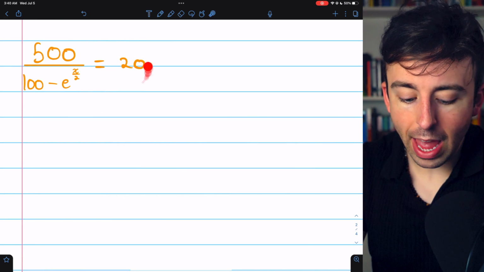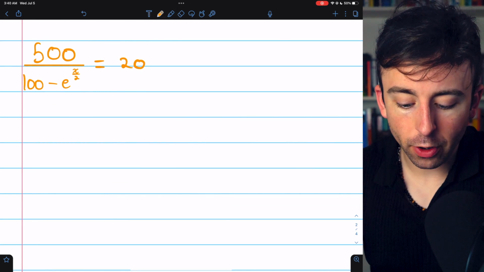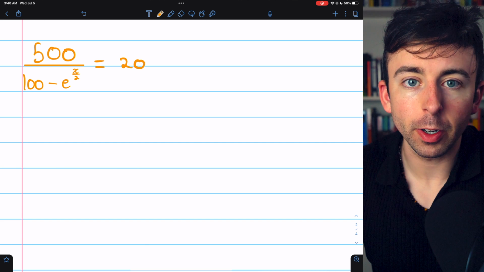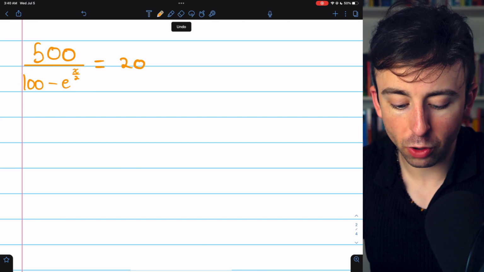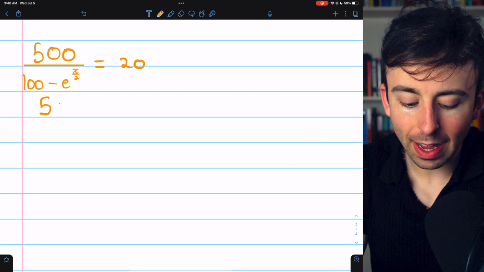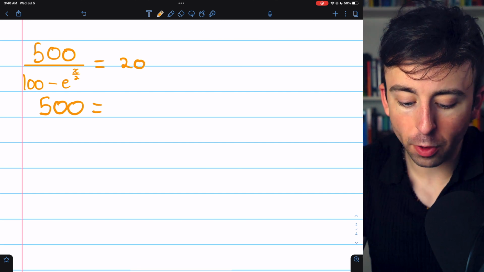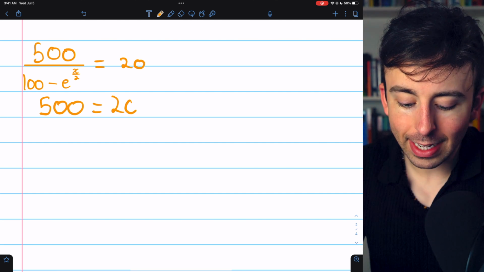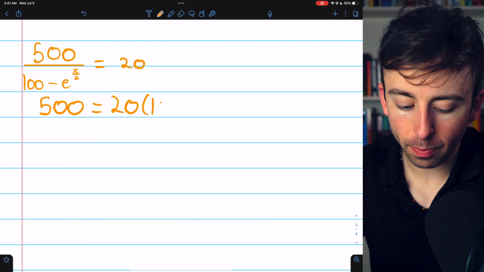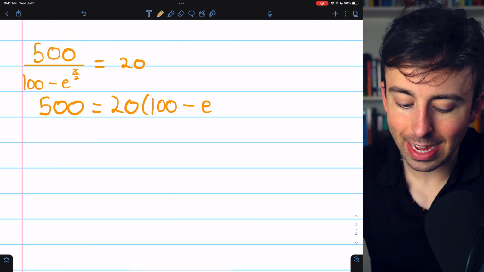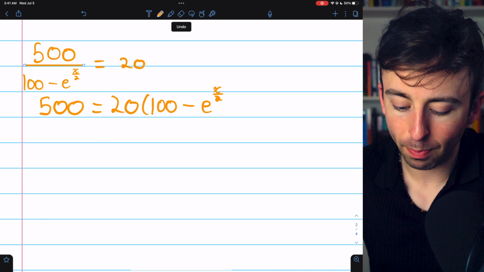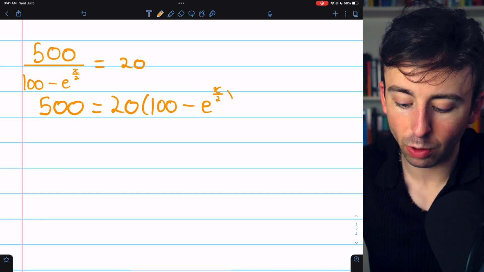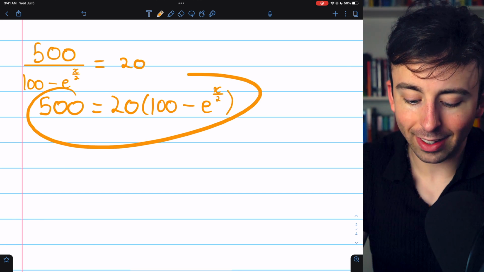Here's a problem where we have some action in the denominator. Actually, it doesn't make things very tricky at all. Let's just multiply both sides by that denominator to get rid of it. So on the left side, we have 500. On the right side, we have 20 times the denominator, which is 100 minus e to the x over 2. Again, we just multiplied both sides by 100 minus e to the x over 2, so that gets us here.